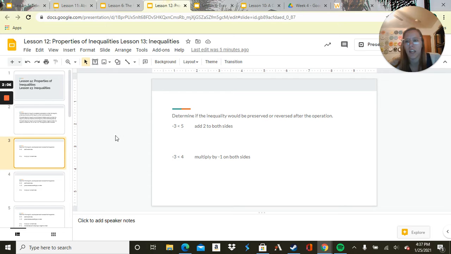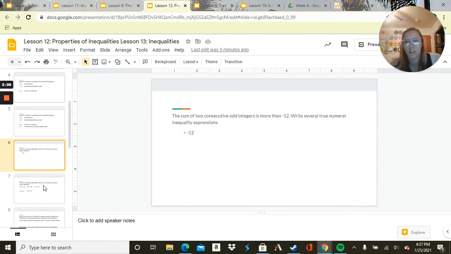So let's go back. And I forgot, we'll do this one quick, sorry. So the sum of 2 consecutive odd integers is more than negative 12. Right? Several true numeral inequality expressions. So 2 consecutive odd numbers, such as 1 and 3. So we have negative 5 plus negative 3. That would equal negative 8. So it's, yes, greater than negative 12. Negative 3 and negative 1 is negative 4. Yes, greater than. Negative 1 and 1 is 0, which is greater than. Excuse me. Those are all greater than. 1 plus 3 is 4, which is greater than negative 12. And 7 and 9. So basically, any number that's going to get you negative 11 or higher is going to be just fine.